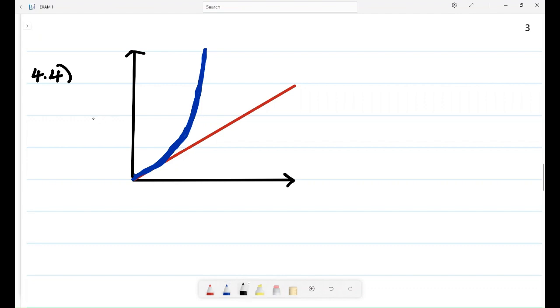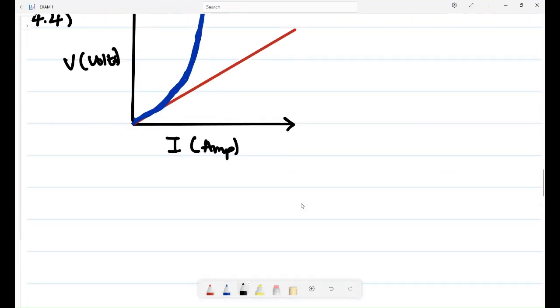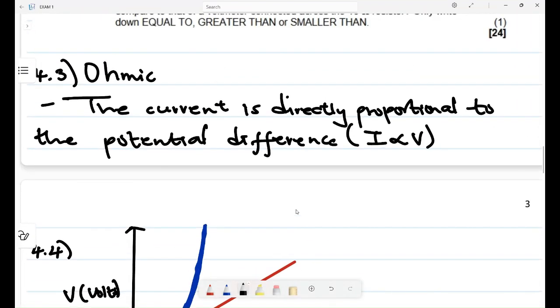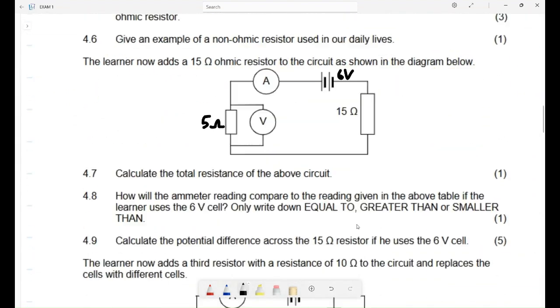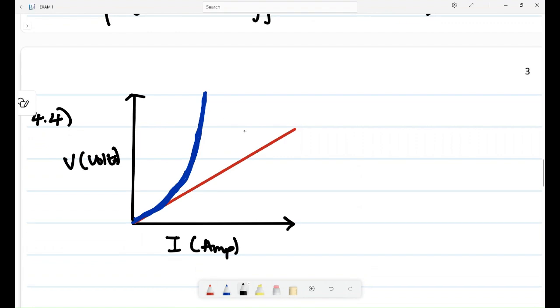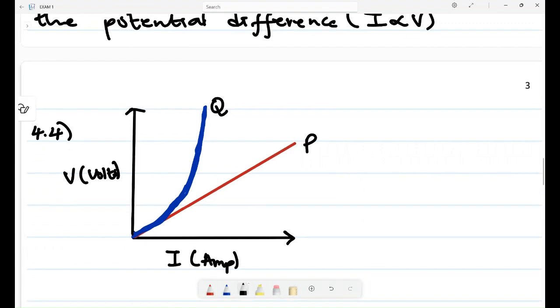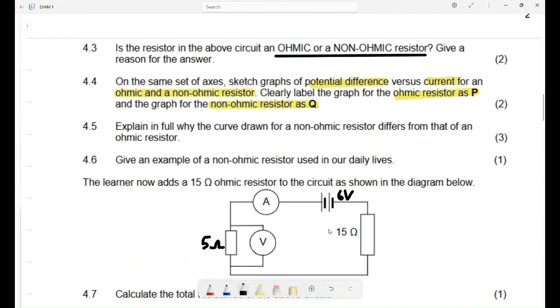Now let's say this is V, potential difference, measured in volts. Then this is current measured in amps. Now I think we were supposed to label this as P and Q. So the ohmic is going to be P and non-ohmic is going to be Q. All right. This was easy, 2 marks. Just understanding the concept.